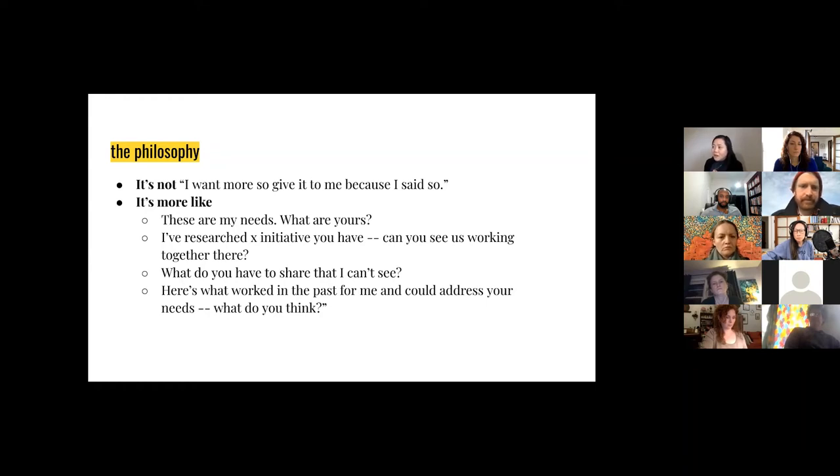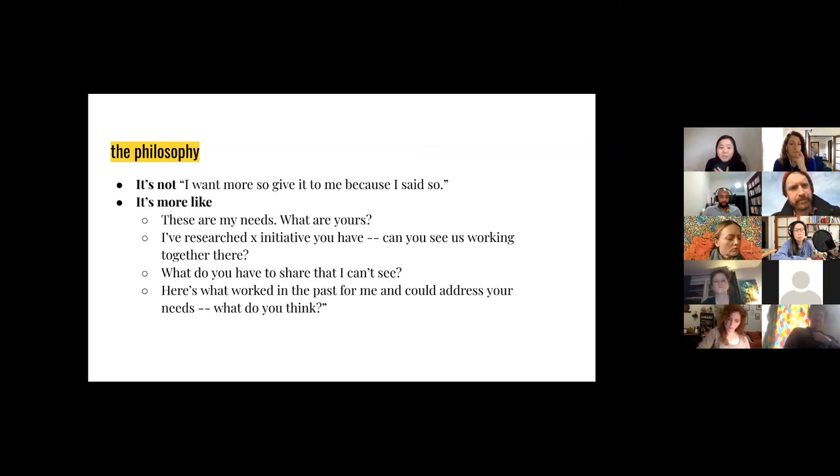My philosophy on negotiations, and it's not my philosophy, it's what I've learned about negotiations through business school, is that I used to think negotiations was more like, I want more, so give it to me because I said so. And it's about force, and about being tough or something. And that's not how negotiations work, or how everyone's going to get more, because guess what? Everyone wants to save money or make more money. Everyone wants that. So then at that point, what is there to negotiate? If you want more and I want more, then what happens?